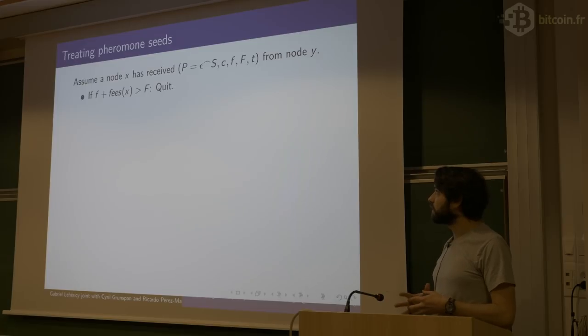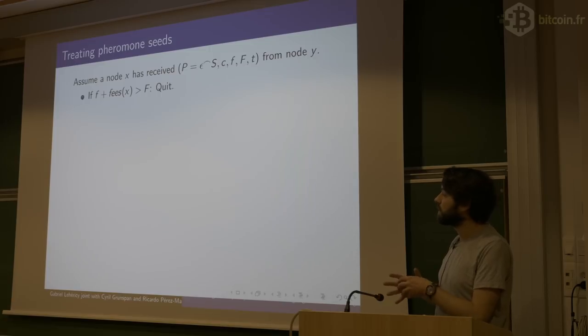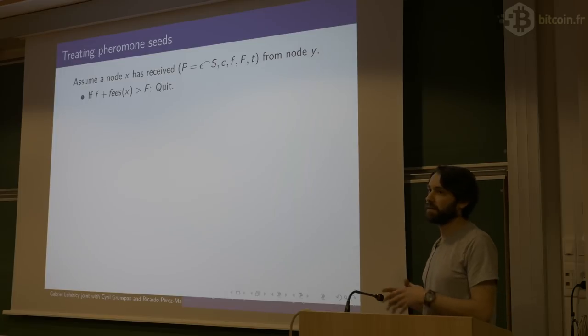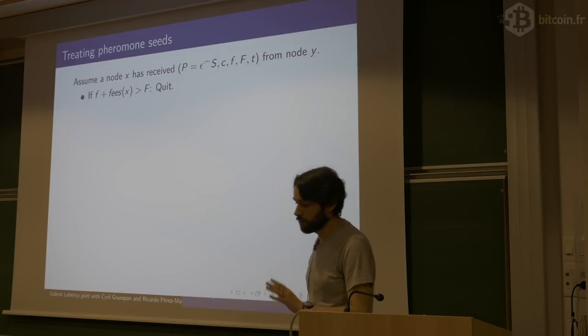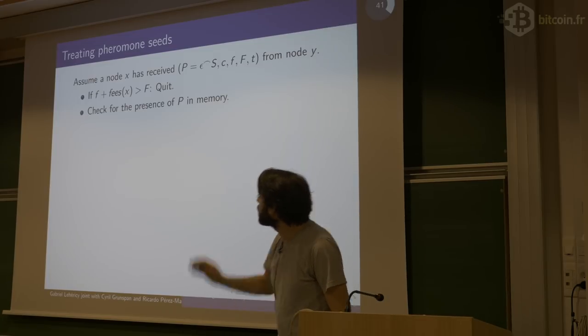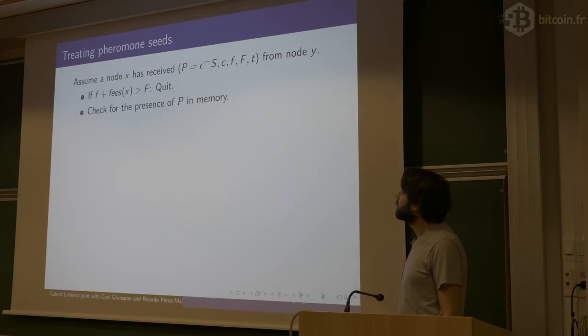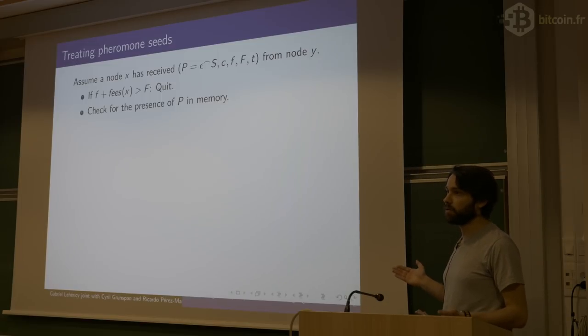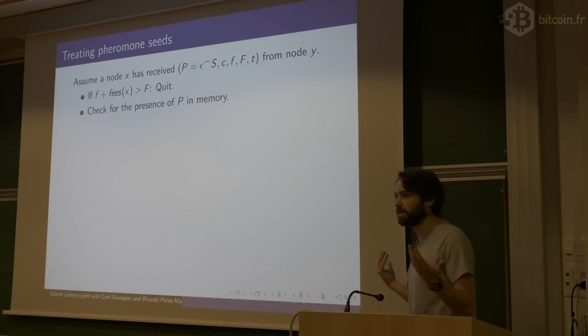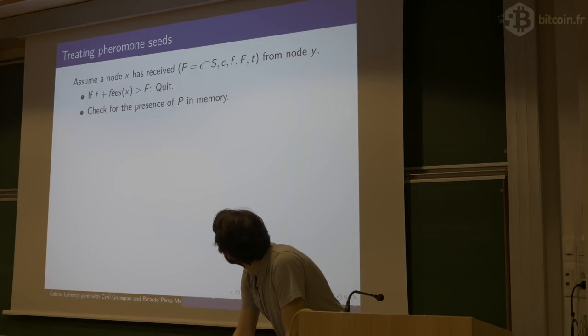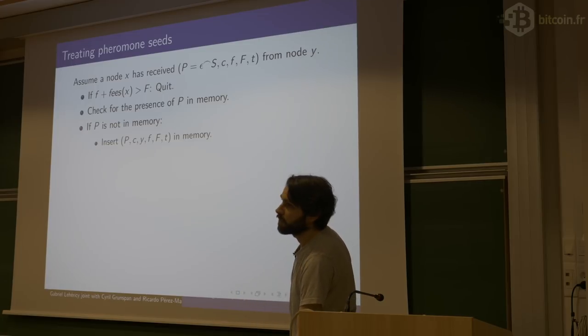Well, the first thing the node does is it checks the fees. So it takes the fees that it receives, it adds its own fees, and if it's bigger than what Alice wants, then you just quit, which means just quit the program and nothing happens. So the seed is discarded. It's not forwarded anymore. Now, if the fees are not exceeded, then the node checks for the presence of P in memory. So the node wants to know if it has already received P before or not. So if it's not in memory, then it inserts the seed in memory with all the information attached to it.